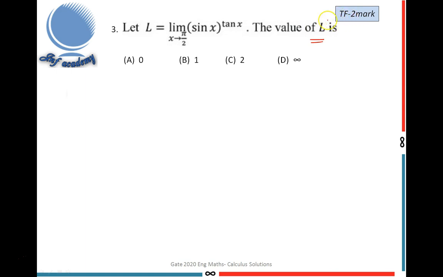It has 2 marks. First, I substitute the value of pi by 2 in x. We get sin pi by 2 is 1, tan pi by 2 is infinity. This is the indeterminate form. In the case of indeterminate form, you have to take the function y equal to sin x power tan x.